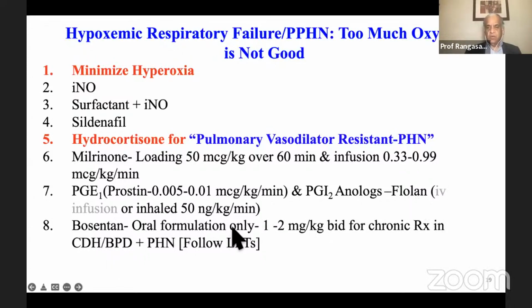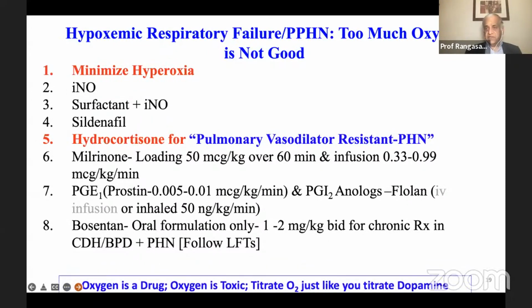Bosentan, again, we only have an oral formulation, and 1 to 2 milligrams per kilo BID for chronic treatment of pulmonary hypertension, also CDH or BPD. Again, bosentan is metabolized by the liver, so we need to follow the liver function tests.